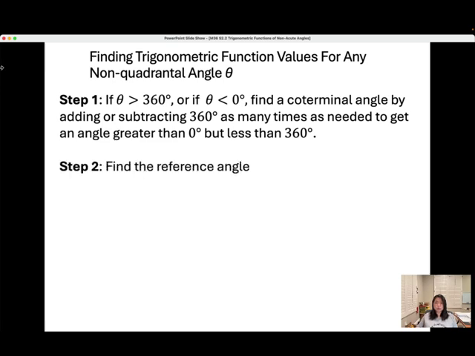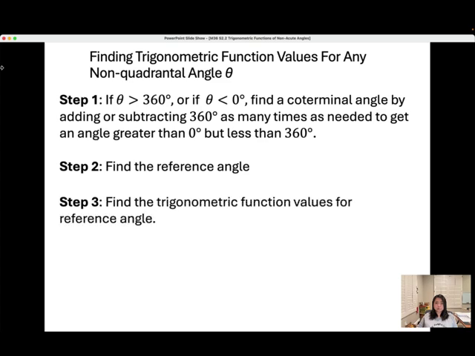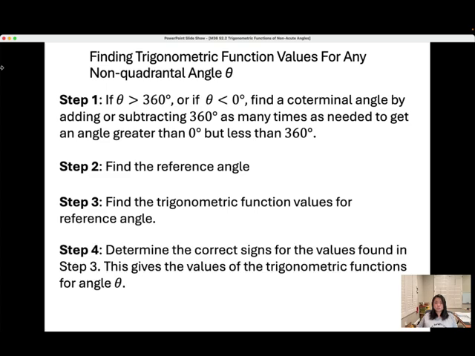Step 2, find the reference angle. Try to graph it out to see which quadrant your theta is located in. Step 3, find the trigonometric function values for the reference angle. Step 4, determine the correct sign for the value found in step 3. This gives the values of the trigonometric function for the angle theta.